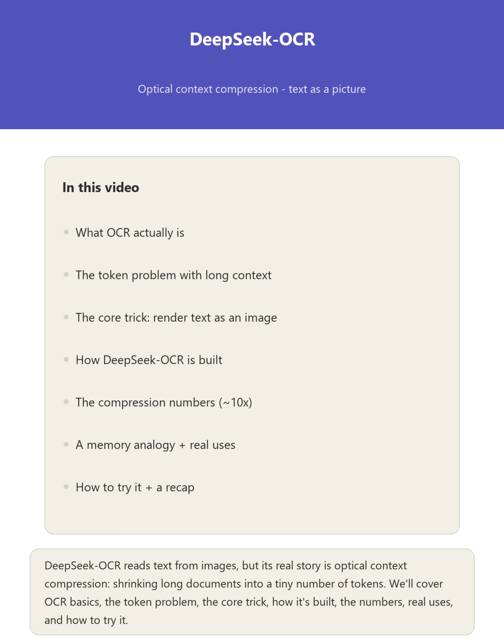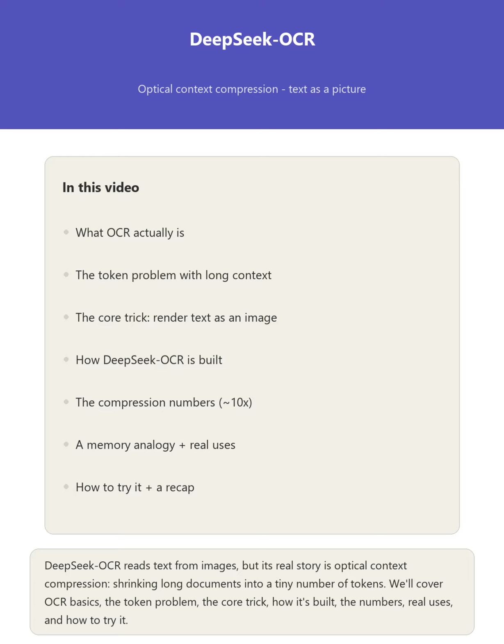Let's talk about DeepSeek-OCR, and a surprisingly clever idea behind it called optical context compression. It's an open model that reads text from images, but the bigger story is how it shrinks long documents into a tiny number of tokens. In this video we'll cover what OCR is, the token problem that makes long context expensive, the core trick of turning text into a picture, how the model is built, the compression numbers, real uses, and how you might try it.